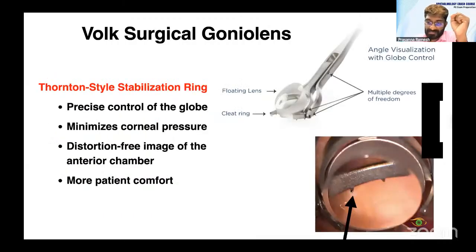You can see the Clet ring here in the old lens. It has a Thornton style stabilization ring. If you are a person who's going to block the patient with a subtenon's or a peribulbar, with the old lens, this is the only lens where you can actually move the eye after you operate under a blocked patient.